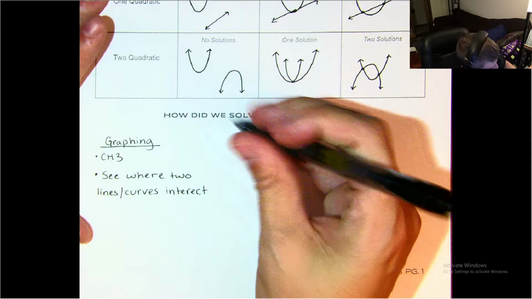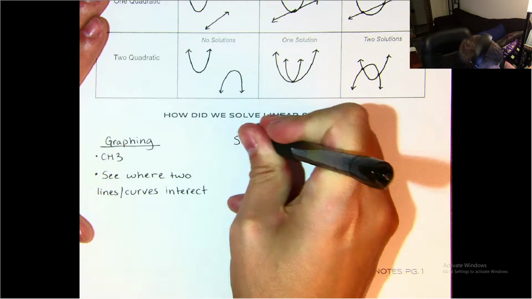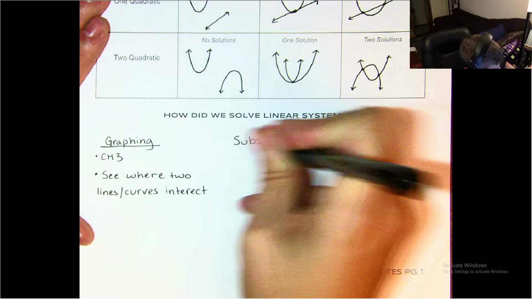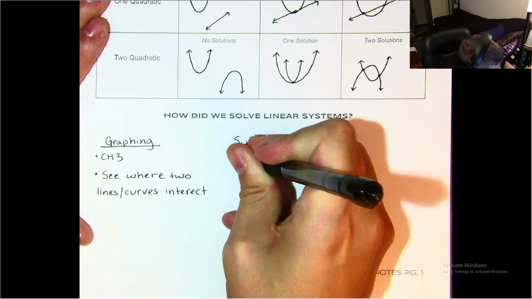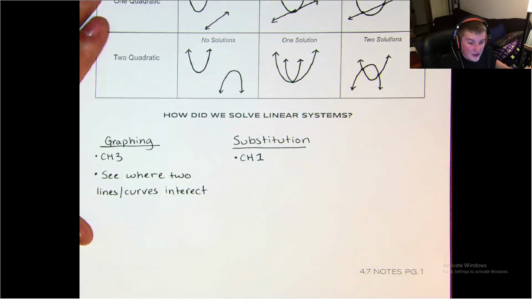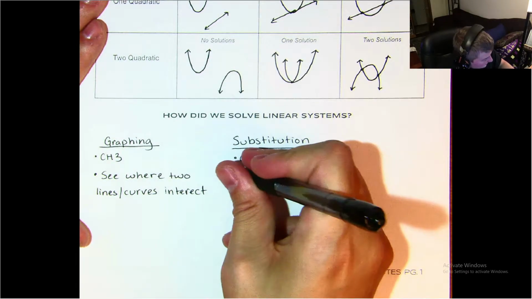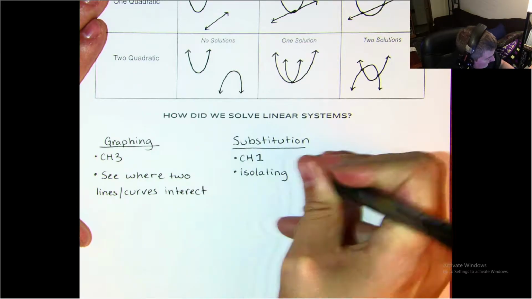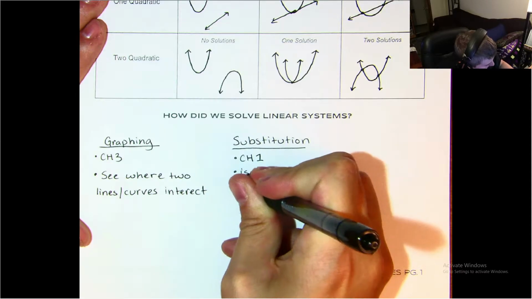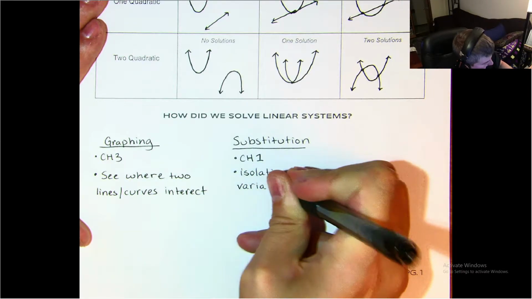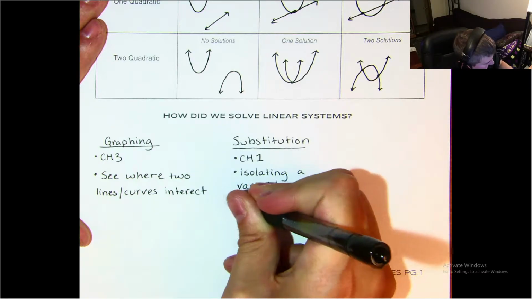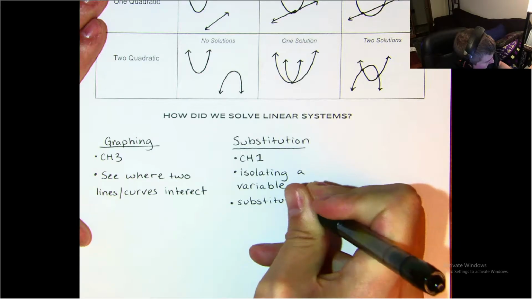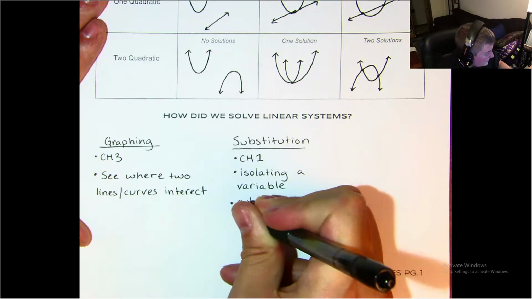Okay. We also use substitution. Okay. This was way back in chapter 1. Okay. And what was this? This was isolating a variable, and then substituting it back into the other equation.